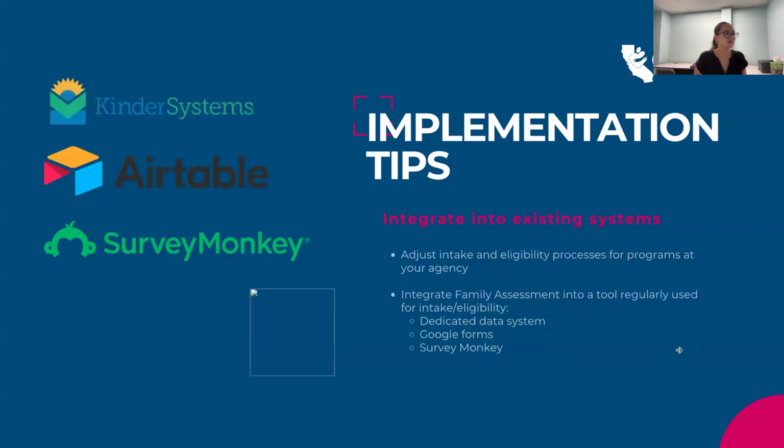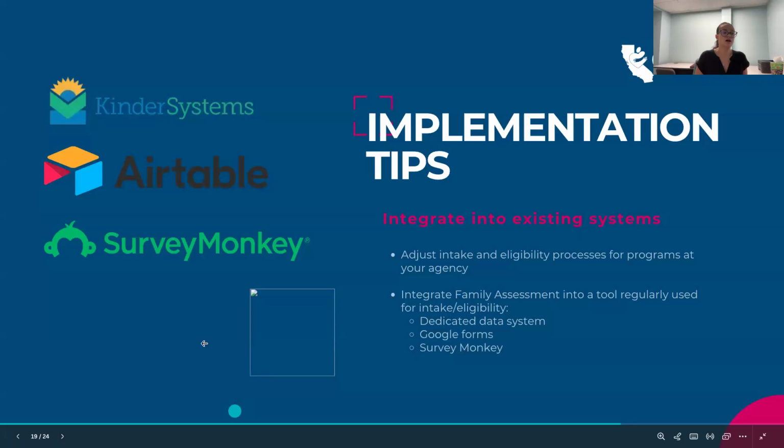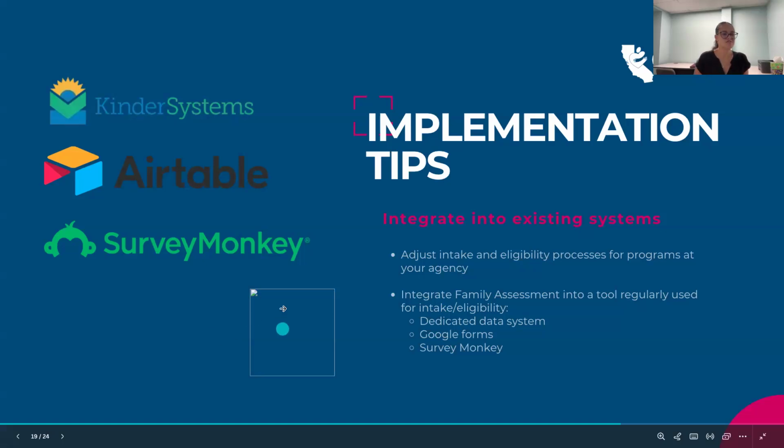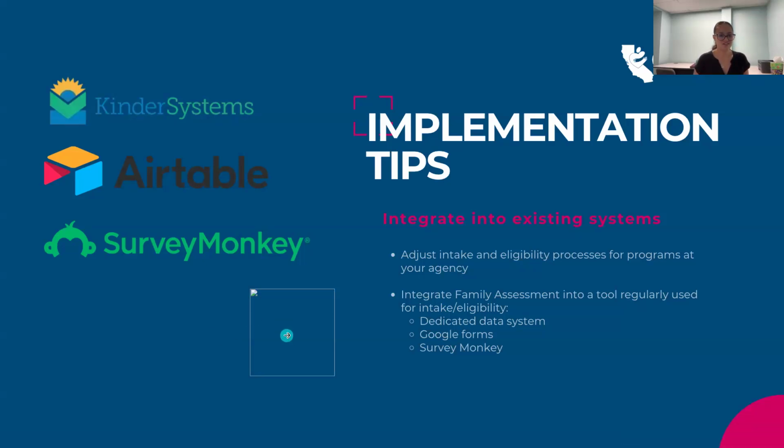And that kind of goes into what I was saying, choosing a tool that you already use to do this intake and eligibility, whether that's a dedicated data system like Kinder Systems we use. There were 3 other images that are not showing up here. One of them is Empower, which a lot of our agencies use, and Sonoma, one of our diaper agencies, actually has made the switch over from Kinder Systems to Empower. So they have built out the family assessment fully in their Empower system already, which has also helped with their internal capacity as well.